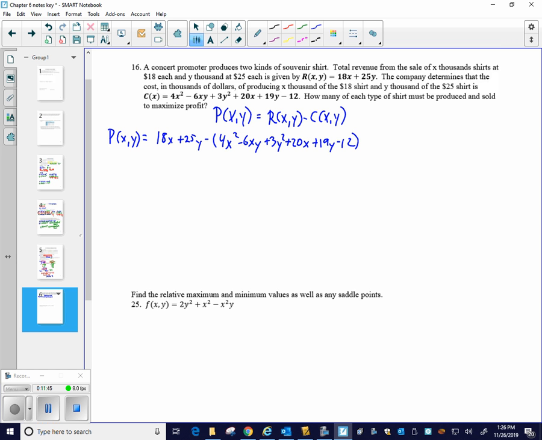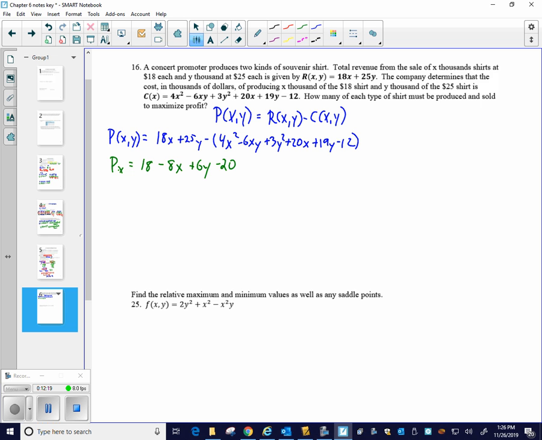We are trying to maximize this profit, so I need P sub x because I'm going to find the critical values first. So P sub x is going to be, let's see, 18. 25y is nothing. The next one is going to be minus 8x. I am distributing the negative. Plus 6y. The 3y squared has nothing to do with x. The next one will be minus 20. And then I have no more x's throughout.